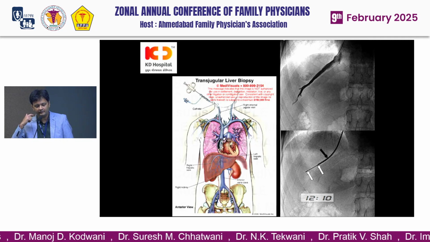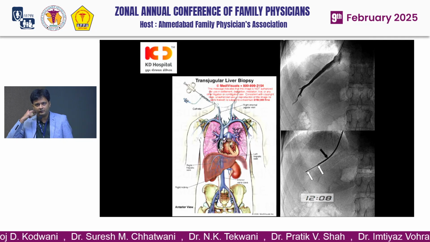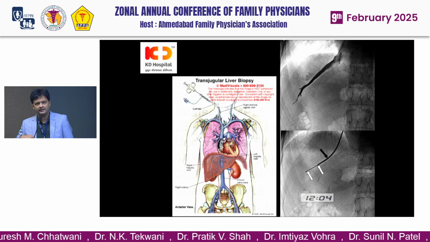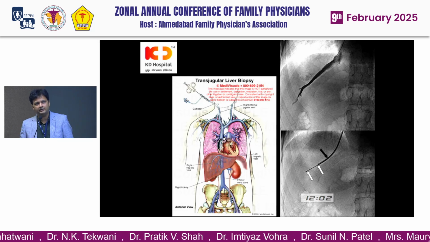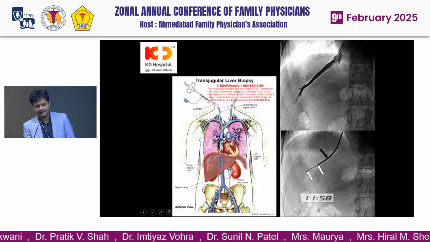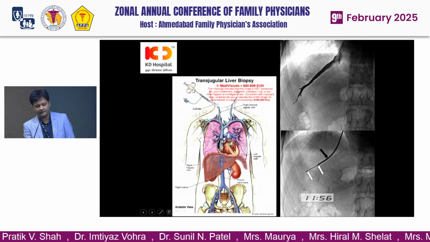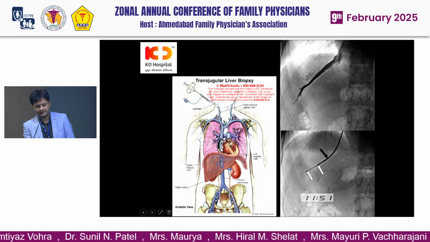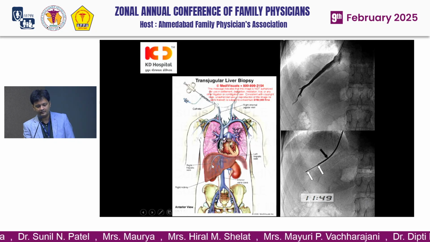So we puncture the jugular vein, we put a sheath into the jugular vein, we go into the superior vena cava, into the right atrium, and then into the IVC, and then into the hepatic vein. This is a schematic diagram which shows that here we put a biopsy needle through the jugular vein into the superior vena cava, right atrium, and then we are going into the hepatic vein.